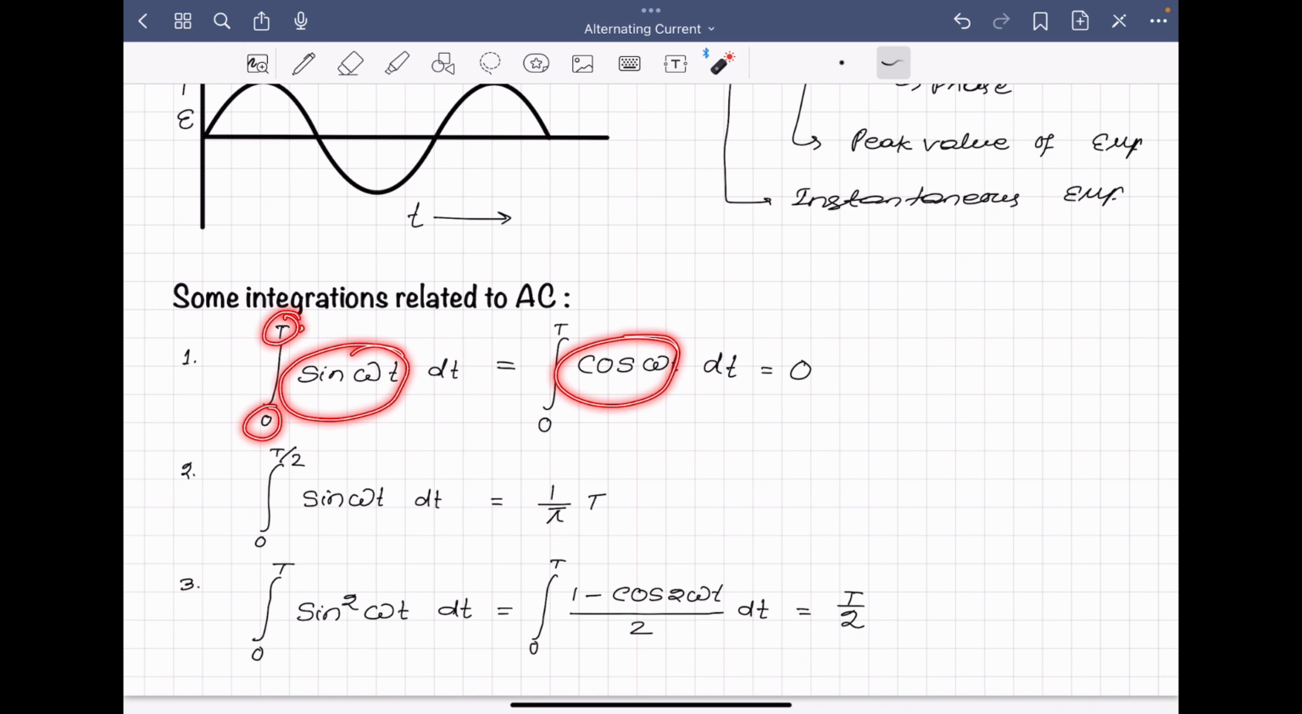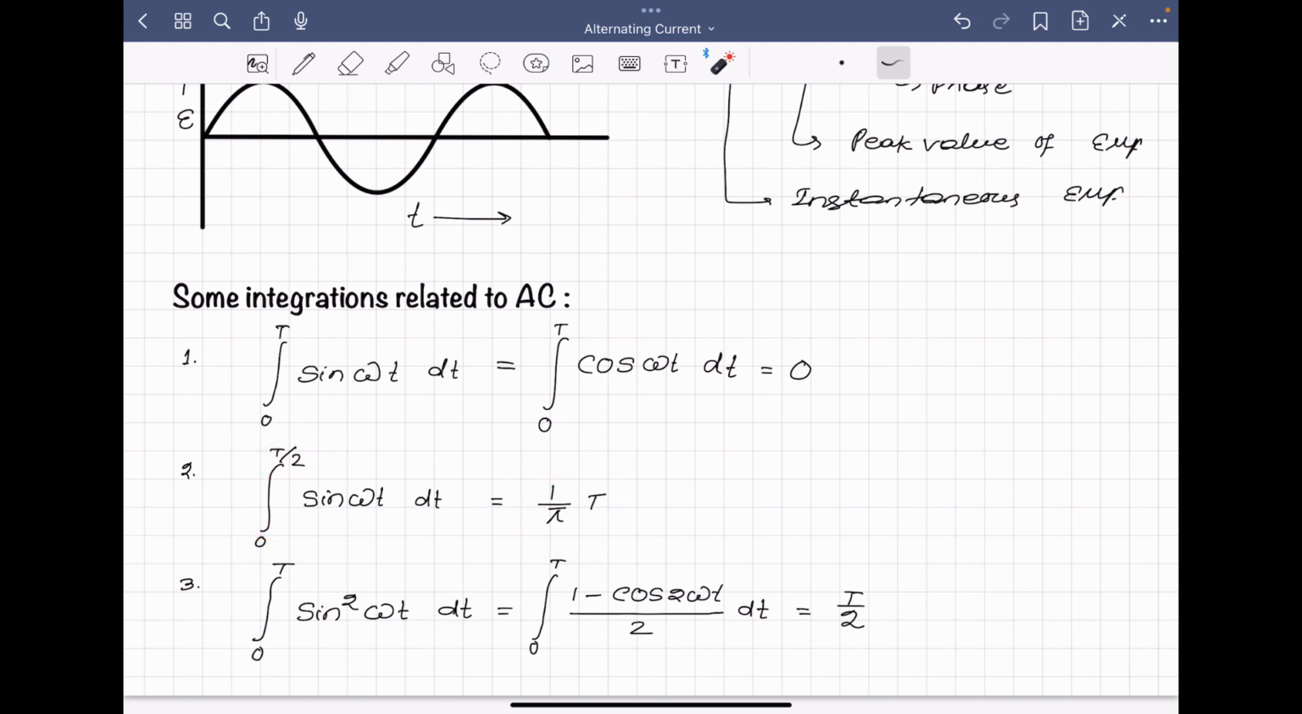Time period means time taken by the alternating current or EMF to complete one cycle, one rotation. And if we integrate sin omega t or cos omega t over a complete cycle, then we get zero value. But if we integrate sin omega t over a half cycle, then you get T by pi.